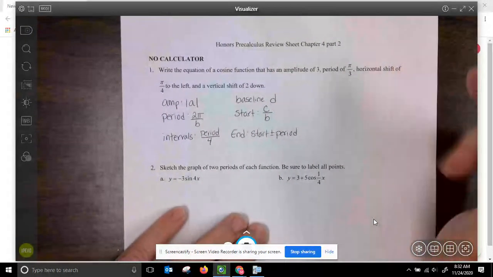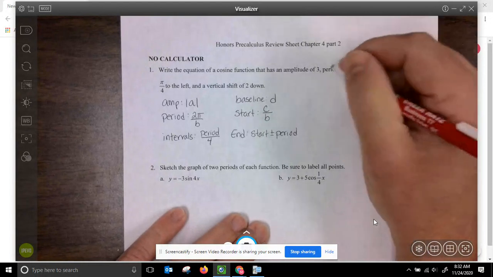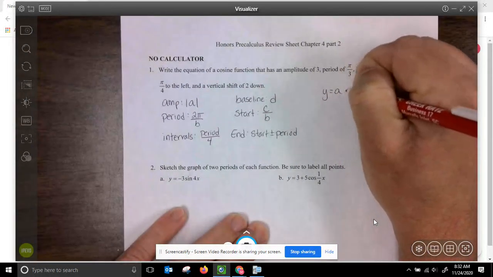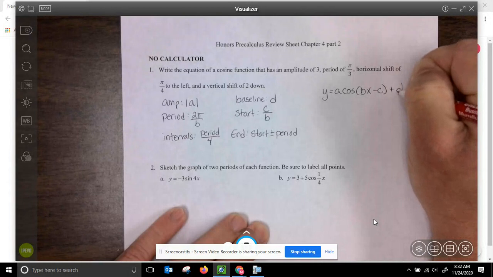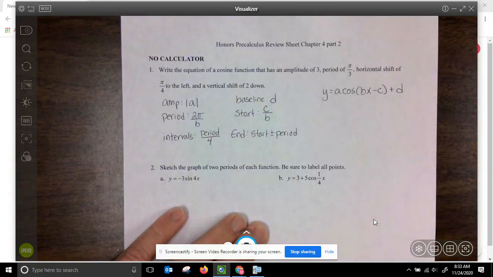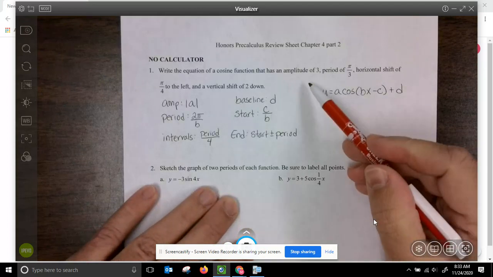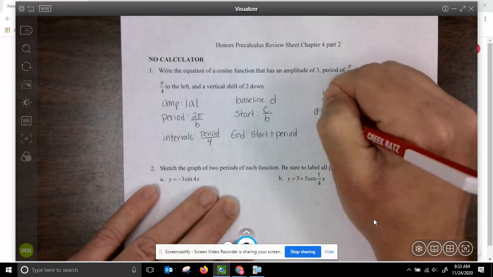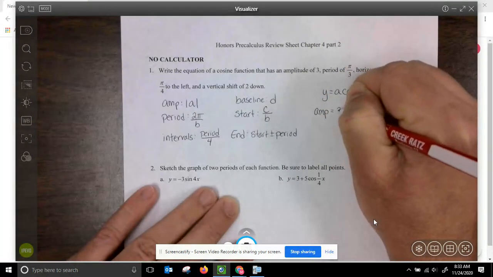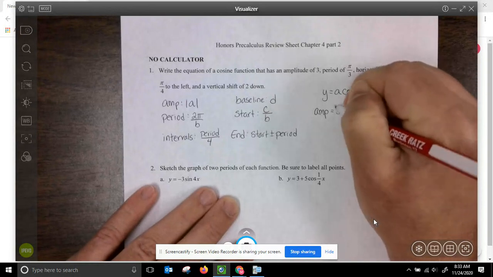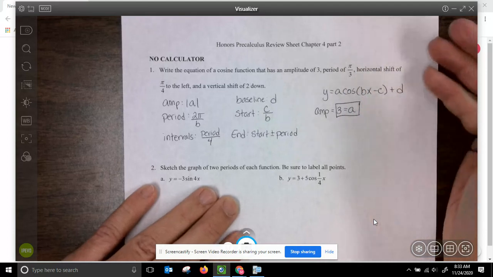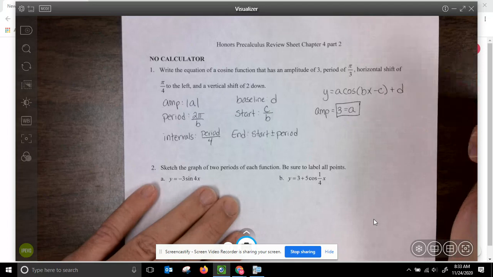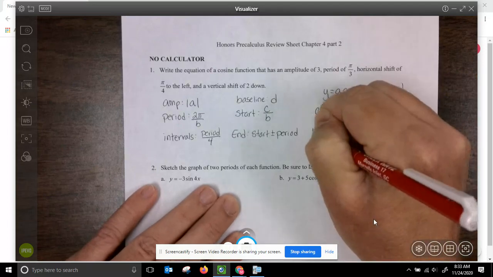All right, so essentially our standard form for a cosine is y equals A times the cosine of bx minus c, all plus d. So we need to find A, B, C, and D. Well, it tells us that our amplitude is 3. So if our amplitude is 3, that can just be equal to our A. Technically, you could also make your A negative 3 since the amplitude is the absolute value, but it really doesn't matter.